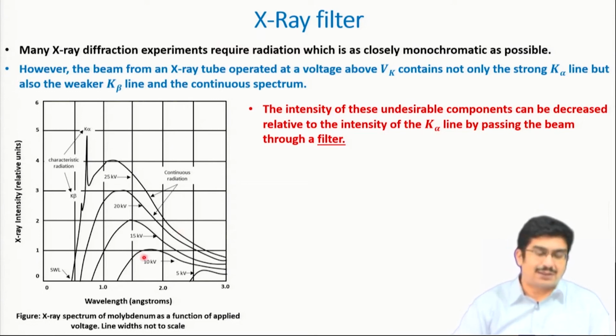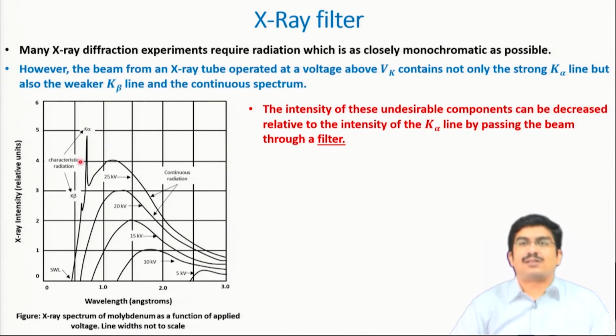The short wavelength limit and the maximum in the continuous spectrum all depend on the voltage used to accelerate the electrons. But for characteristic radiation, number one, the wavelength is very well defined, and number two, the lines are very narrow. So, the spread of this characteristic spectrum is also very narrow.